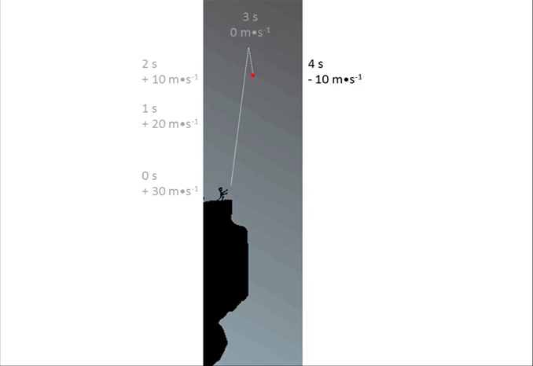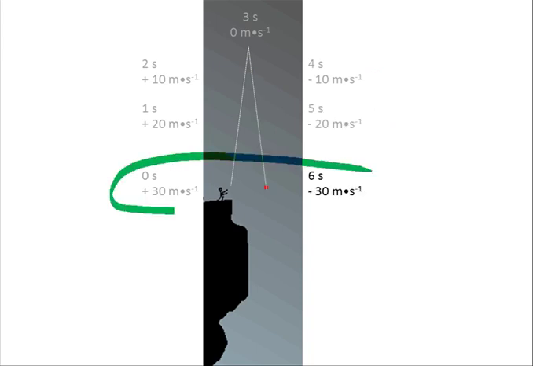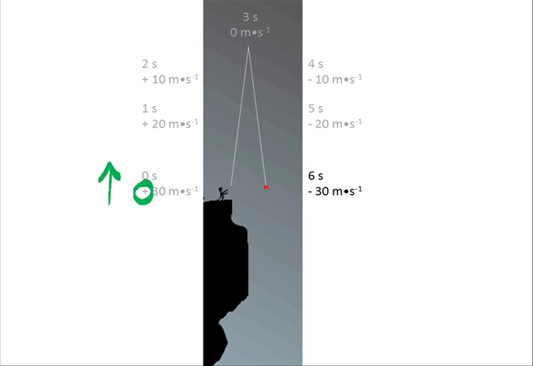Now it moves downward, and now it gets 10 meters per second faster every second. By the time it reaches the same height at which it left the hand, its velocity is the same in magnitude, 30 meters per second, as when it left the hand, but the direction of velocity is different. When it left the hand, the velocity was upward, now it's downward.